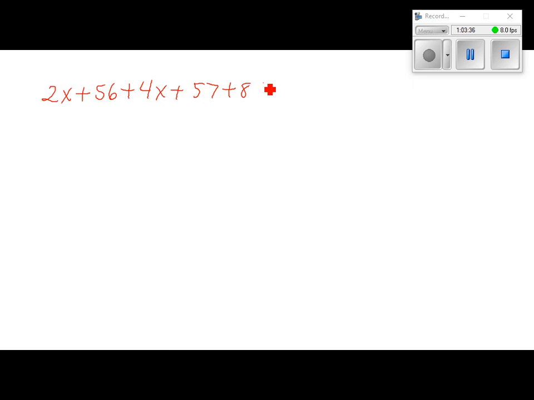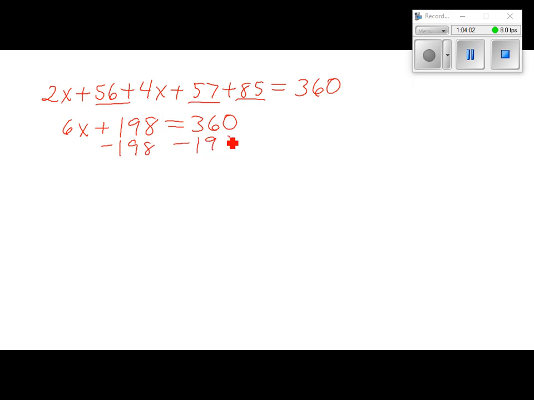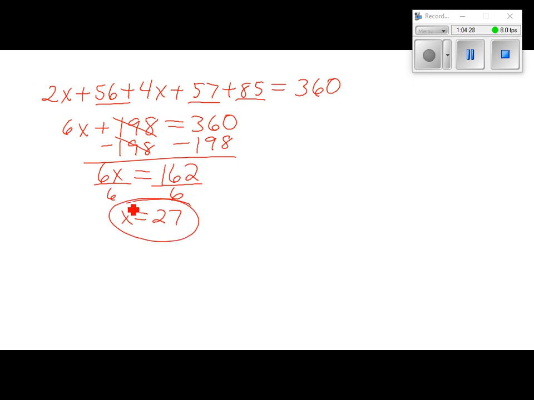57 plus 85, and we just said all of those exterior angles should add up to how much? 360, no matter what the shape is. 2x and 4x give us 6x. Somebody add up all those numbers for me. 198. Anybody agree with that? 56, 57, and 85, is that 198? Subtract 198 on both sides. 6x equals what? 162. Divide both sides by 6. What did they ask us to find? Find x. Well, x is 27. So that's our answer.